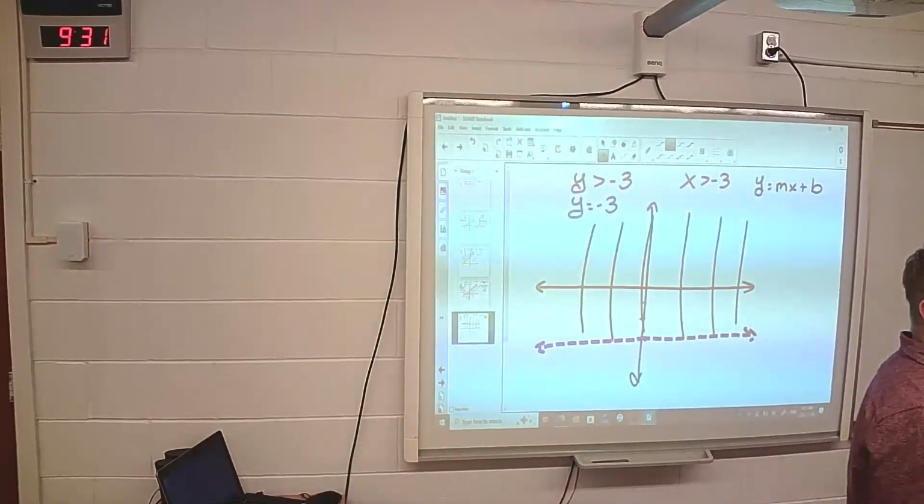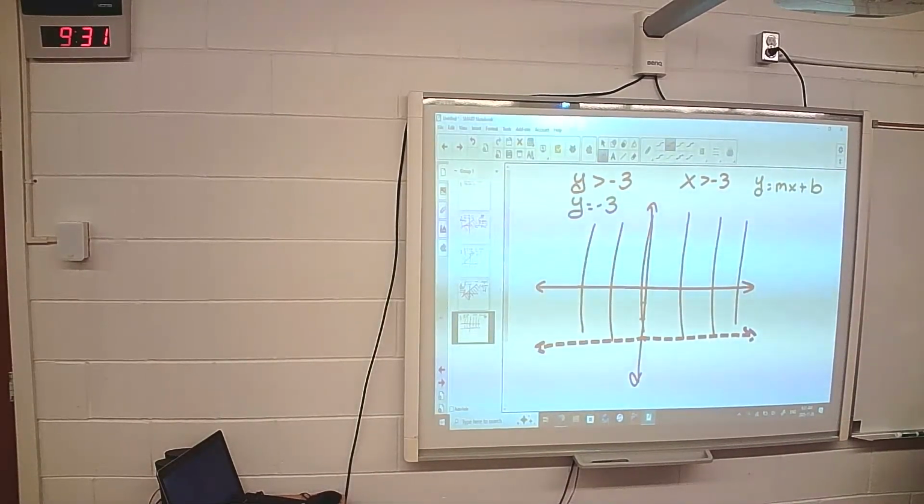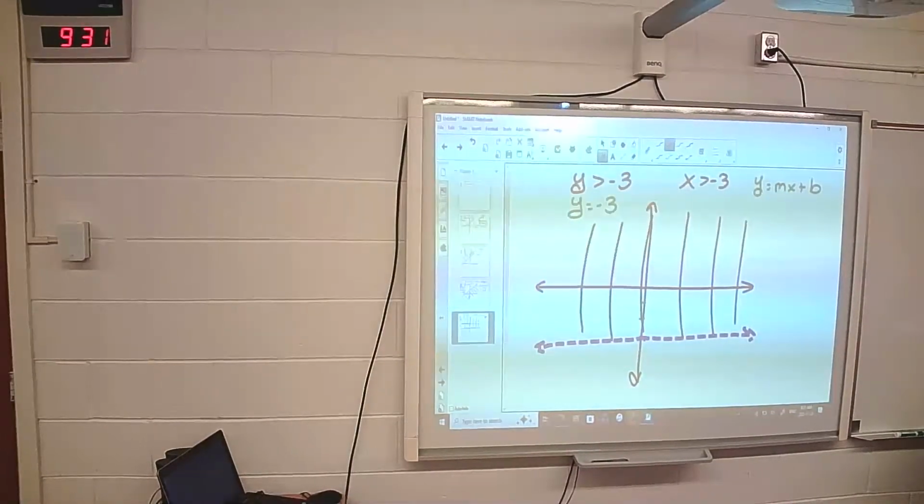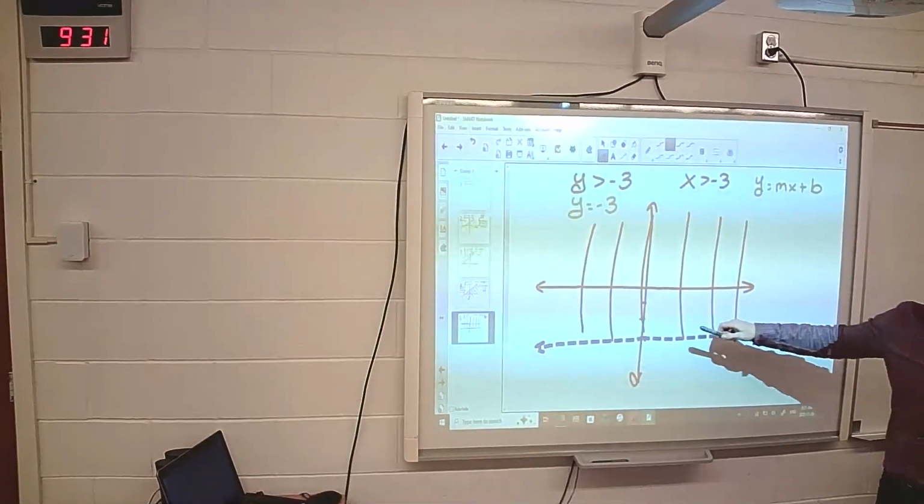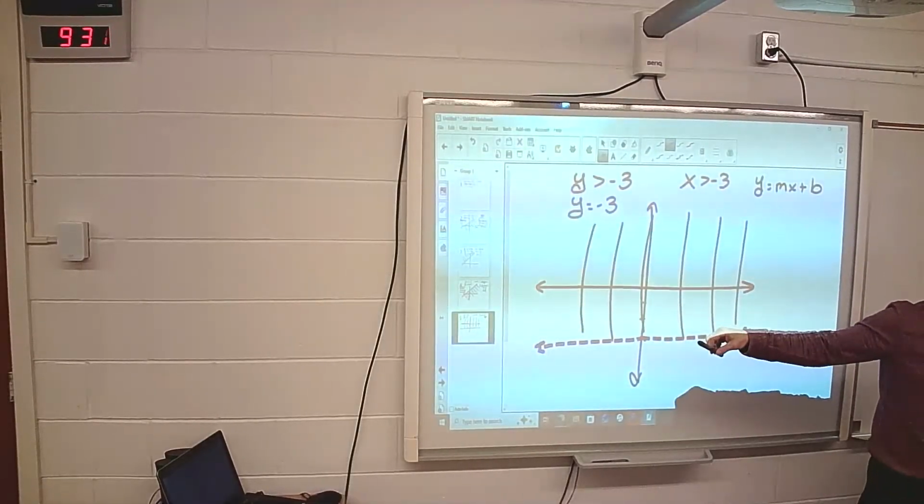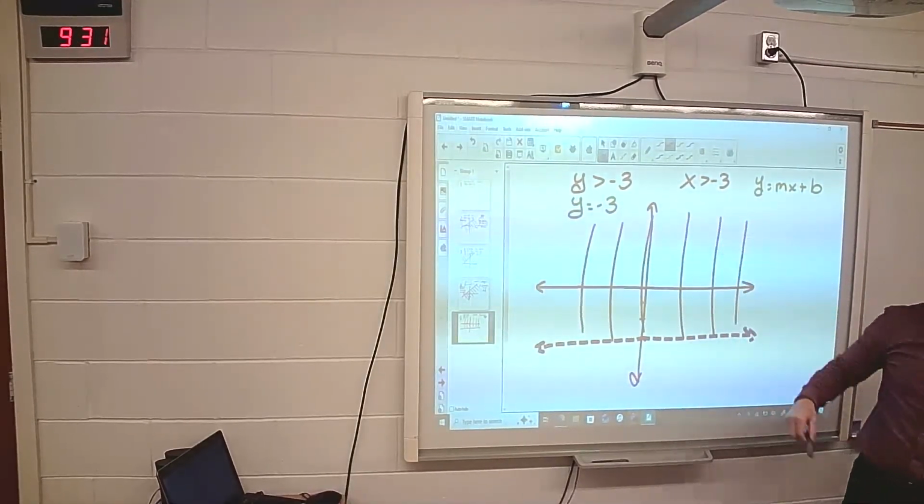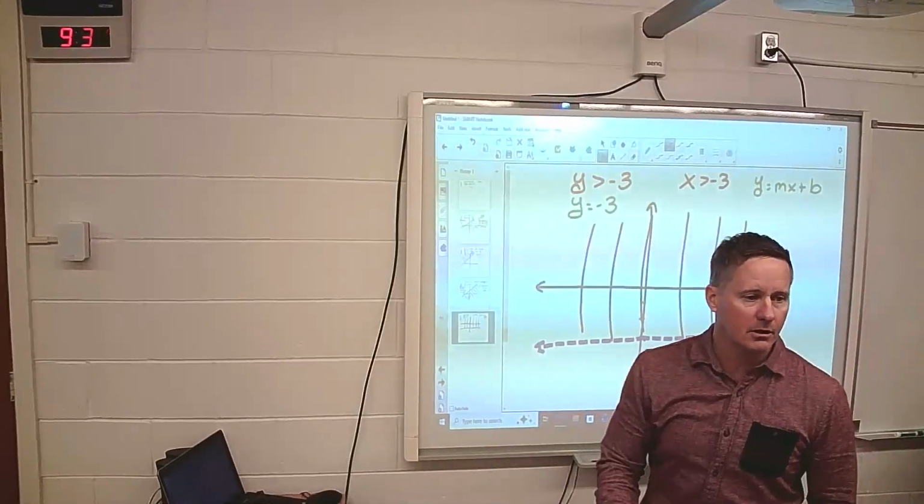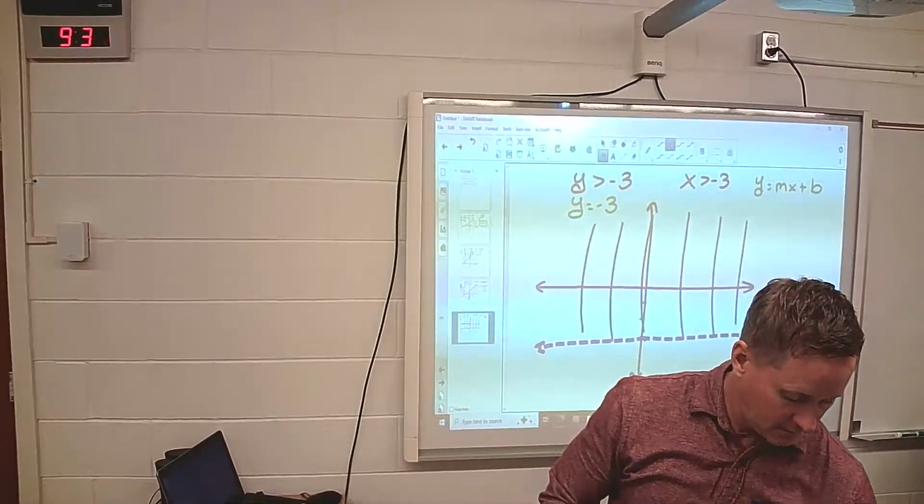Yes, it is. So in that particular question, when you're shading a vertical or a horizontal line, and you're going to see this often, you shade either above the line or below the line. Okay?